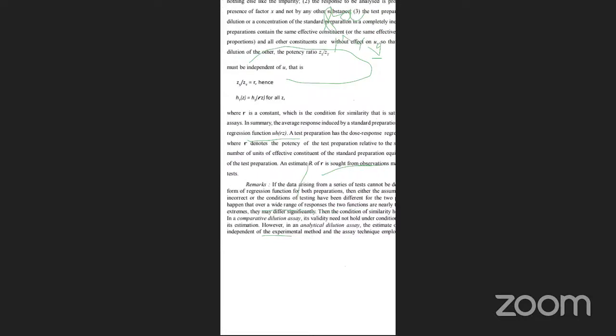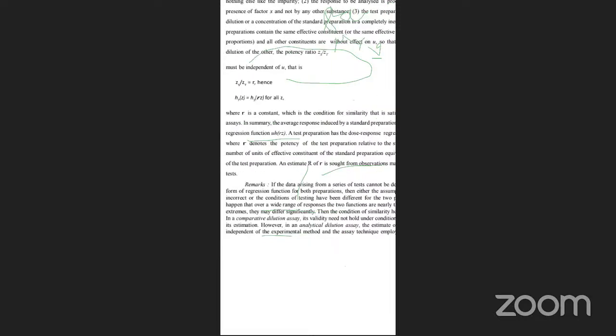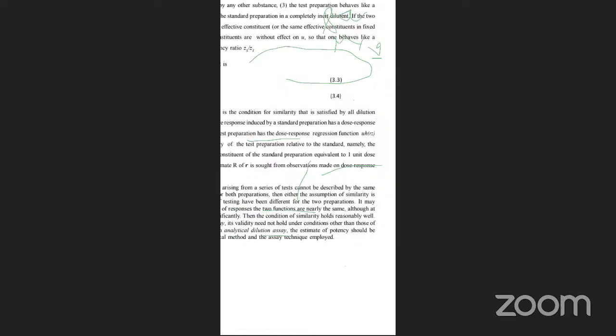assays. In summary, the average response induced by a standard preparation has a dose-response regression function U equals H of Z. A test preparation has a dose-response regression function U equals H of RZ, where R denotes the potency of the test preparation relative to the standard, namely the number of units of effective constituent of the standard preparation equivalent to 1 unit dose of the test preparation. An estimate R of the potency is obtained from observations made on dose-response tests.